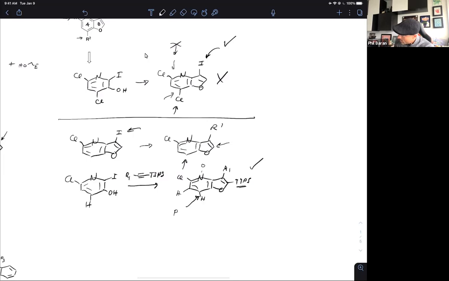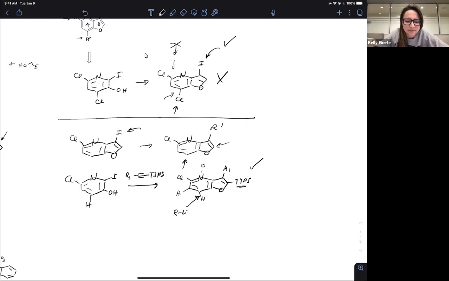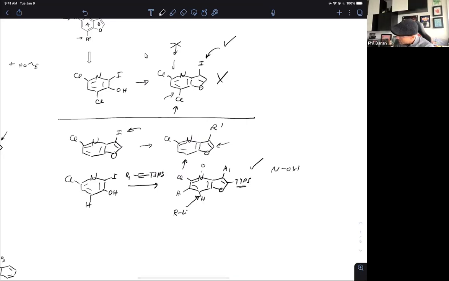How about just deprotonation? Oh, okay. Yeah. So that should be fine too. So you can either use N-oxide, or you can use something like BuLi or LDA, something like that.